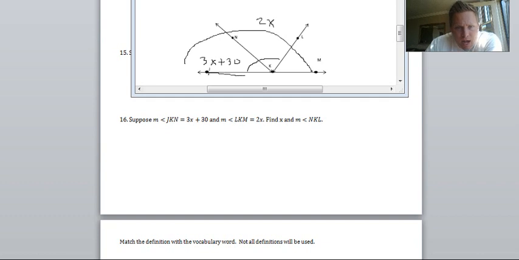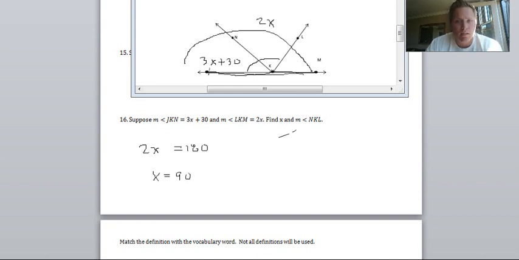Alright, I know a straight line, a straight line or a straight angle, always equals 180 degrees. So I know that this will equal 180 degrees. And I was told that the full thing that we have right here is 2x. So I know 2x equals 180. If I divide both sides by 2, I'm going to get x equals 90. Well, that's solved for x.